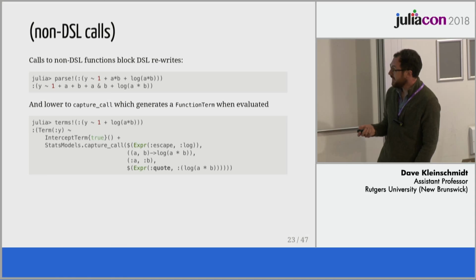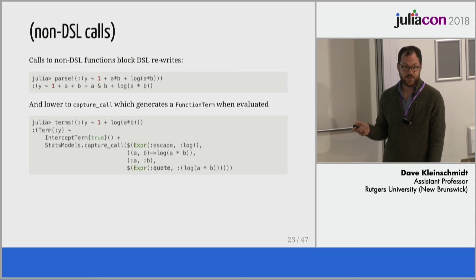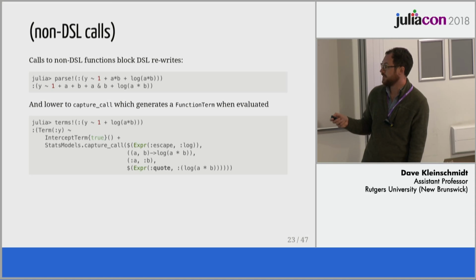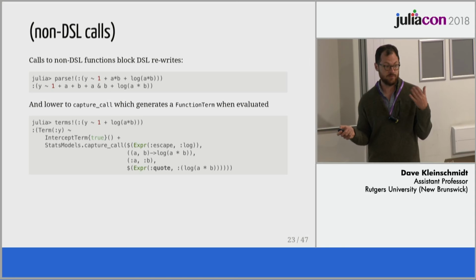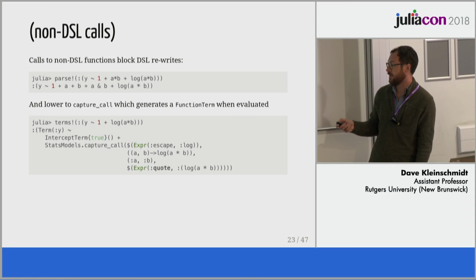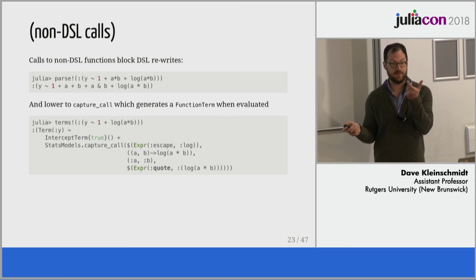The second thing is it lowers, at the term stage, to a call to this function capture call, right? Which, when you evaluate this, gives you the actual function that you would have called if this was just normal vanilla Julia code. It's going to give you an anonymous function that maps every symbol that it found here to one argument in the anonymous function, and it just wraps the expression that it found in that anonymous function. It gives you the names of the symbols that it extracted, and then it also gives you a quoted expression of the expression that it actually found.